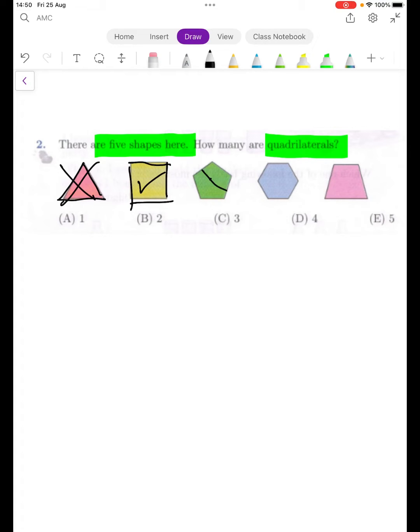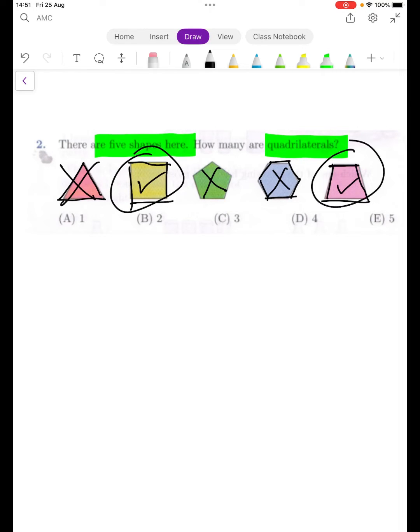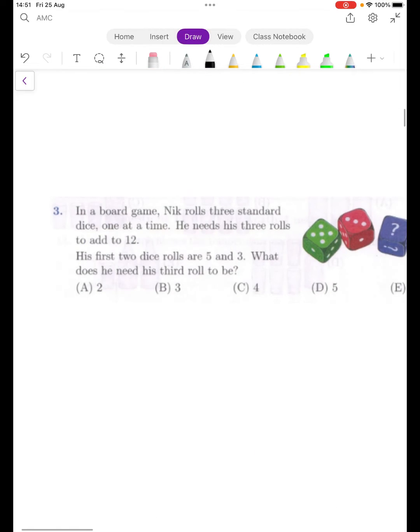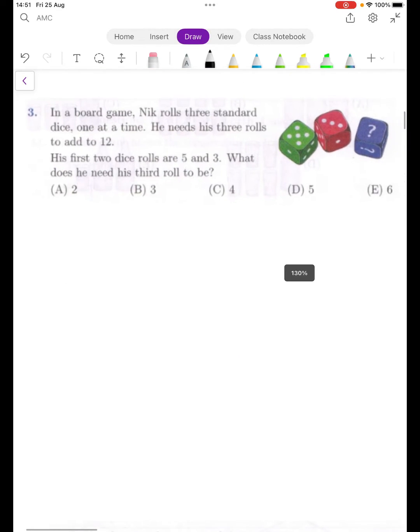This shape, I can see, you can count, there are 5 sides. This is a pentagon. This is not a quadrilateral. This one has 6 sides. This is a hexagon. This is not a quadrilateral. This one again. Now, some of you might get confused, but this has 4 sides. This is actually called a trapezium. This is a quadrilateral, 4 sides. So we have 2 shapes which are quadrilateral. So the answer is 2. Oh, B. This is the correct answer.